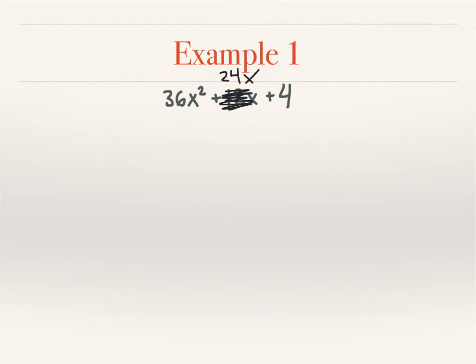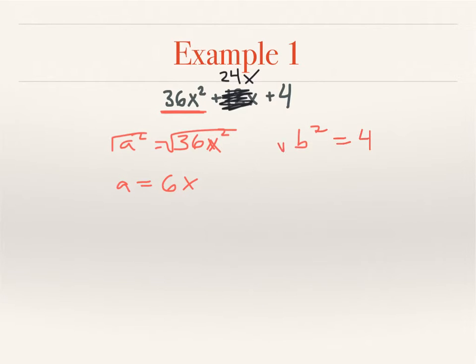So we take the square root. Our a squared is going to be our first number here, which is 36x squared. So we do the square root of both of them. And our a is equal to? 6 what? 6x. Yeah, we need to include that x. Now our b squared is equal to 4. So we do the square root of both of them. And what do we get for b?